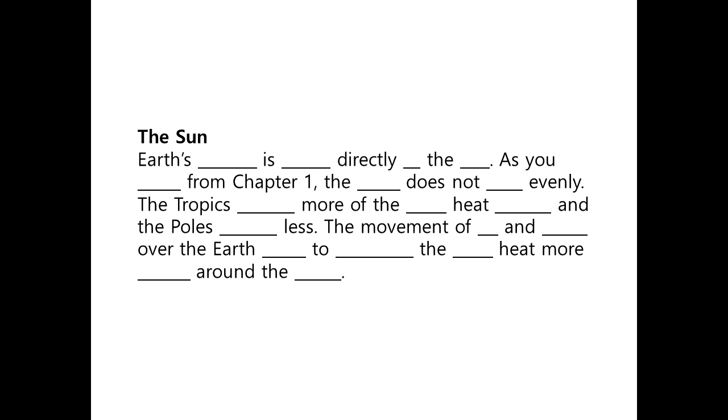The sun. Earth's climate is linked directly to the sun. As you recall from Chapter 1, the Earth does not heat evenly. The tropics receive more of the sun's heat energy and the poles receive less. The movement of air and water over the Earth helps to distribute the sun's heat more evenly around the globe.